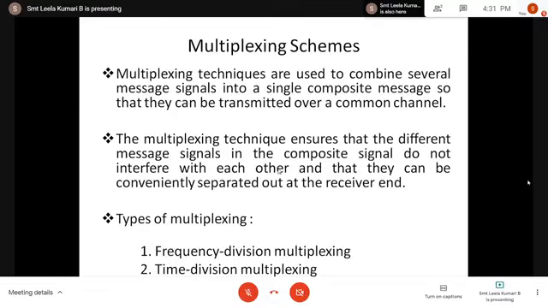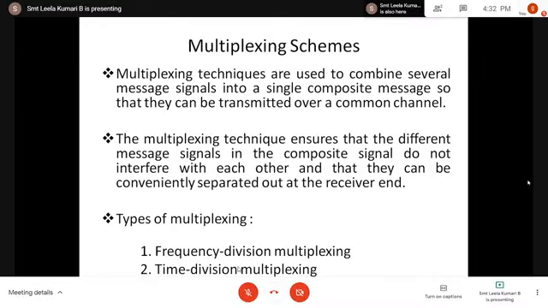And there are two types of multiplexing. One is frequency division multiplexing and the second one is time division multiplexing. Frequency division multiplexing is used with signals that employ analog modulation, whereas time division multiplexing is used with digital modulation techniques, where the signals to be transmitted are in the form of a bit stream.